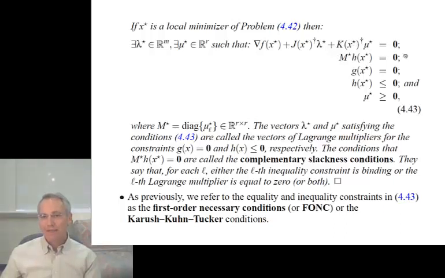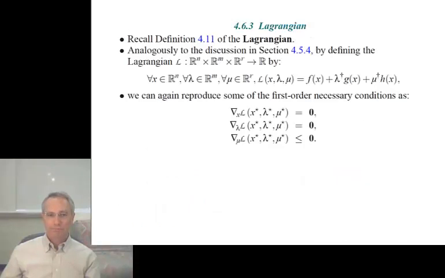We have complementary slackness constraints. They say that for each constraint, either the lth Lagrange multiplier is 0 or the lth constraint is equal to 0, is binding. We need the equality constraints to be satisfied. We need the inequality constraints to be satisfied, and again we have non-negativity on the Lagrange multipliers. So as previously, these are the first order necessary conditions, and the conditions are also called the Karush-Kuhn-Tucker conditions.